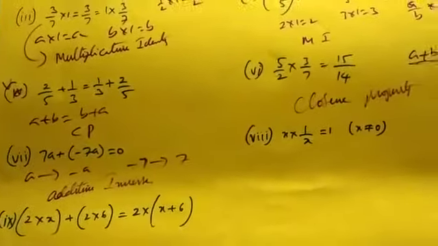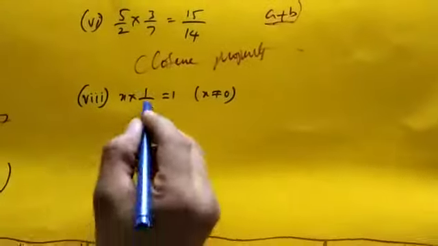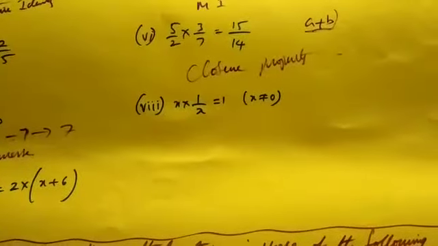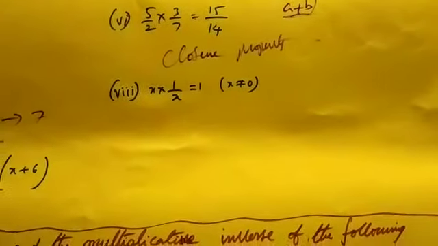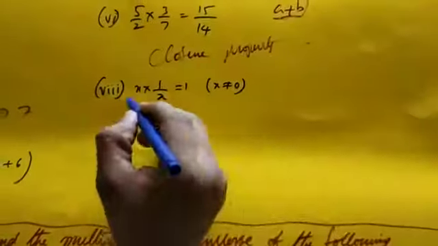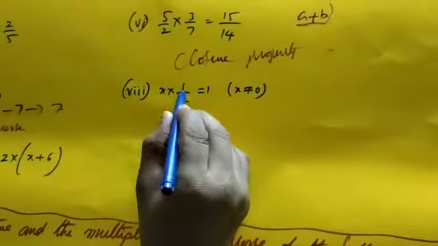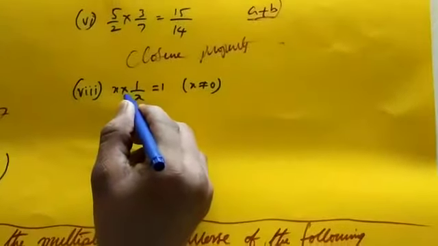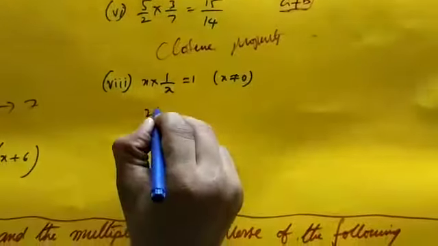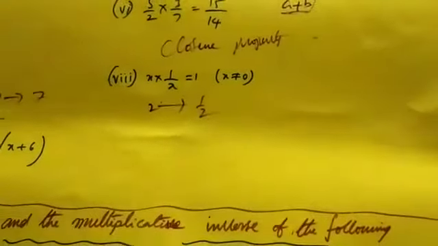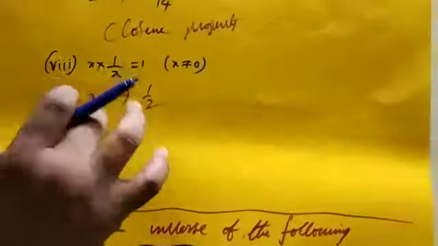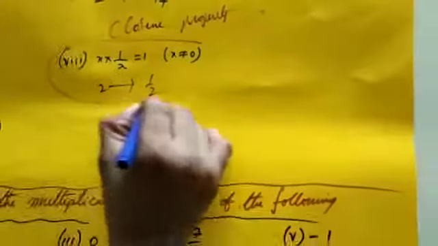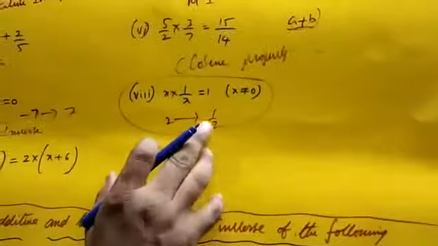Additive inverse and multiplicative inverse. Multiplicative inverse means you take the reciprocal of any number. For example, the reciprocal of 2 is 1 by 2. This is called the multiplicative inverse.